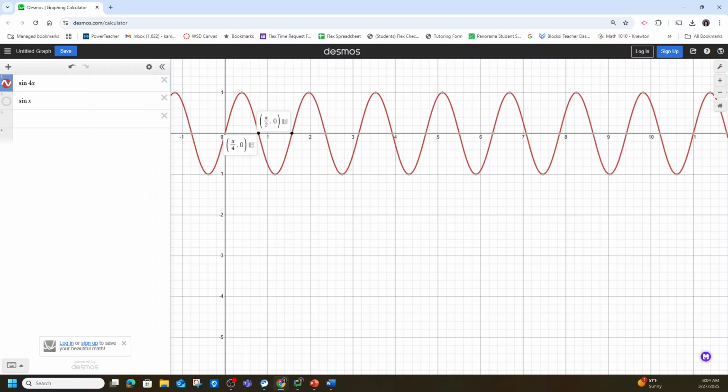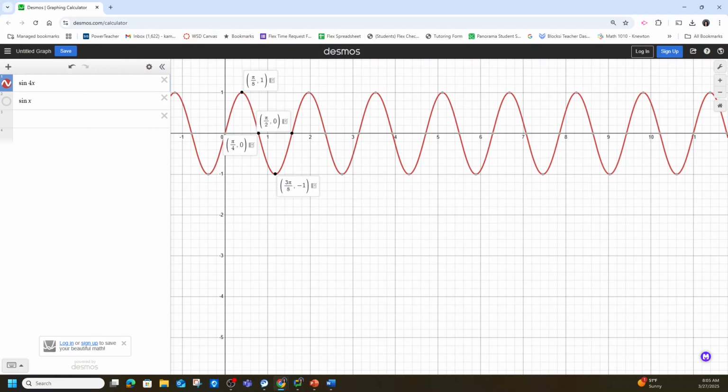So what do you guys think, once I take half of that now, it's going to be at pi eighths. So I would label this pi eighths. Then 2 pi eighths is pi fourths. So what do you think this one's going to be labeled, this minimum? 1 pi eighths, 2 pi eighths. So what do you think this is going to be? 3 pi eighths. Does that make sense?